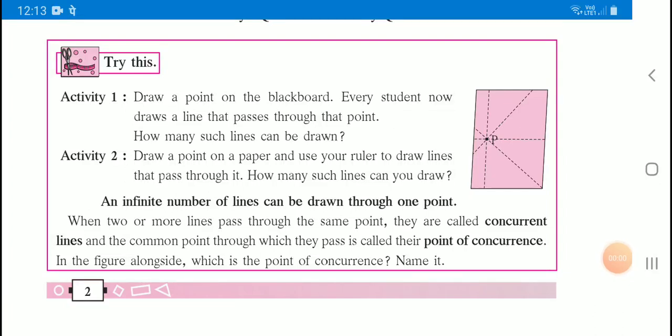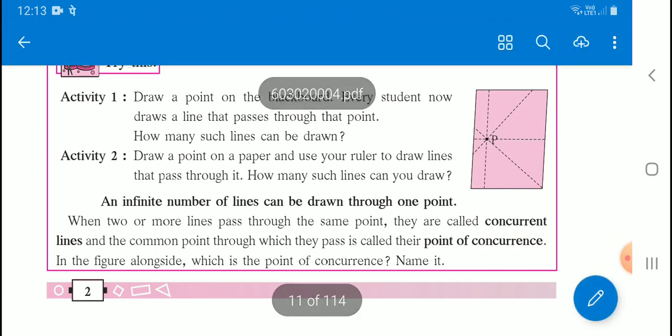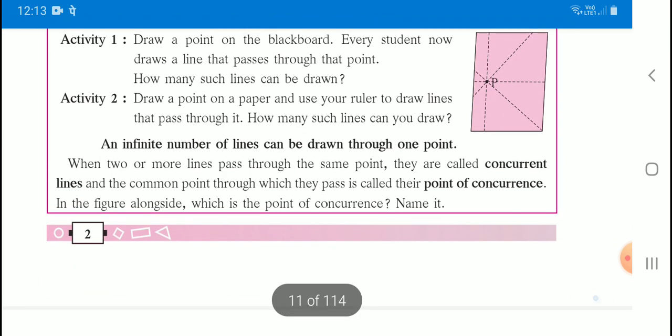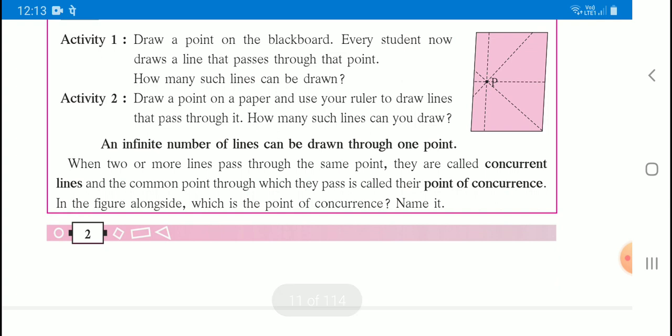Hi students, today we will see the activities given in your book. Activity 1. Draw a point on the blackboard. Every student now draws a line that passes through that point. How many such lines can be drawn? Means you have to draw one point and all the students have to draw a line passing through that point.